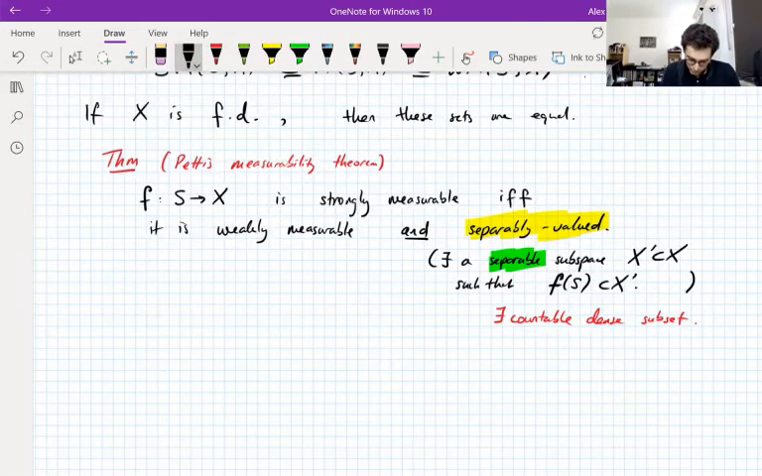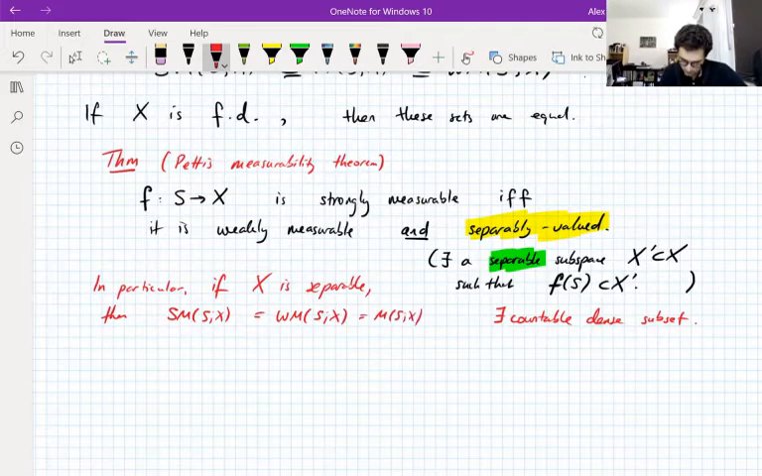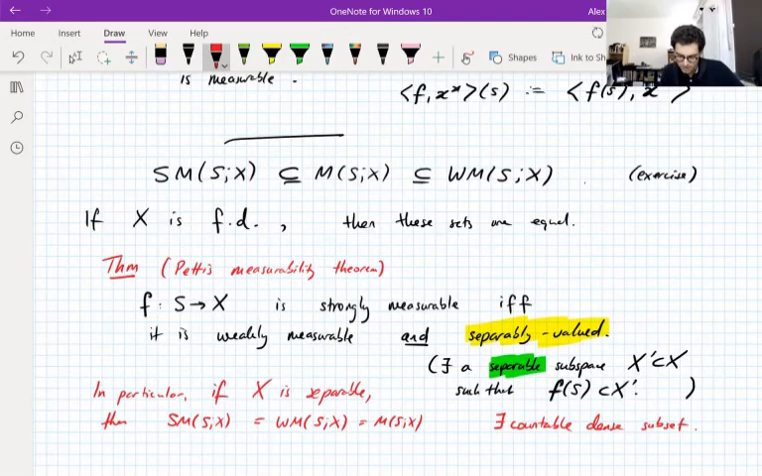And I'll just add a little corollary. In particular, my pen doesn't want to change color. Okay, we're doing it in red. In particular, if x is separable, then strong measurability is the same as weak measurability. And in particular, is the same as measurability. Because if we look up at this chain of inclusions, if the smallest one is equal to the largest one, then they're all equal.